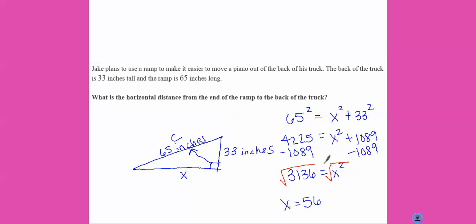Since we're dealing with a word problem, we should include our units in our answer, which would be inches. That's all for today. Fill in your summary.